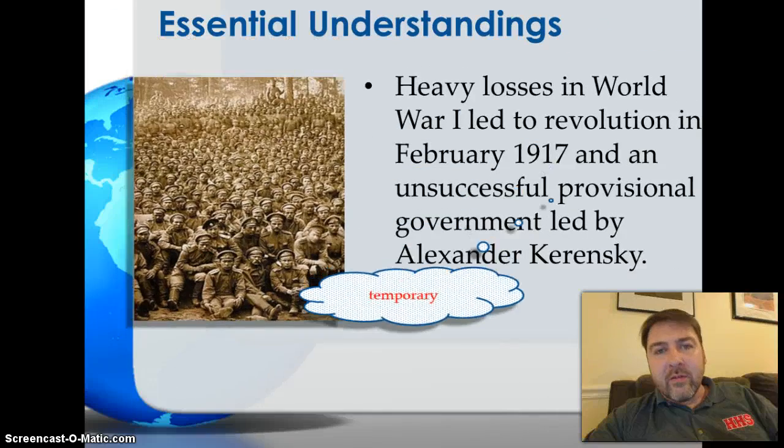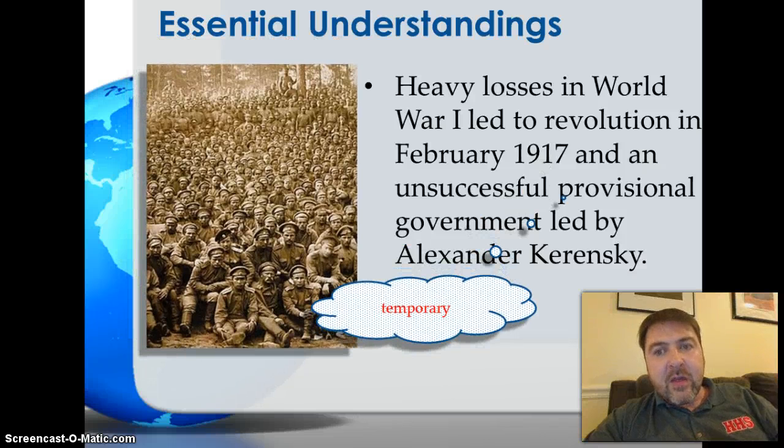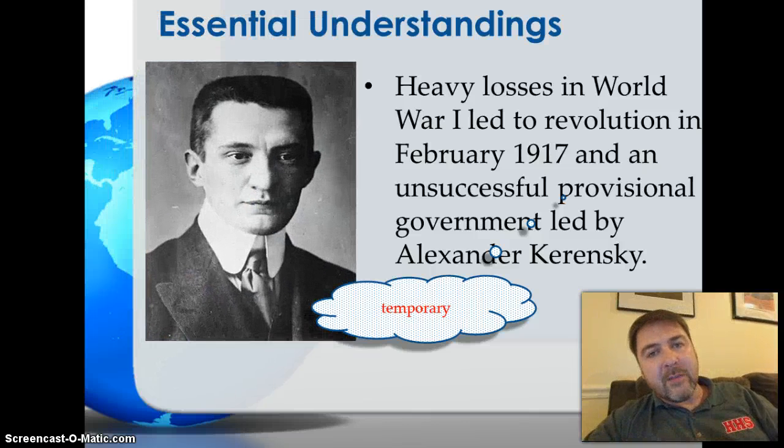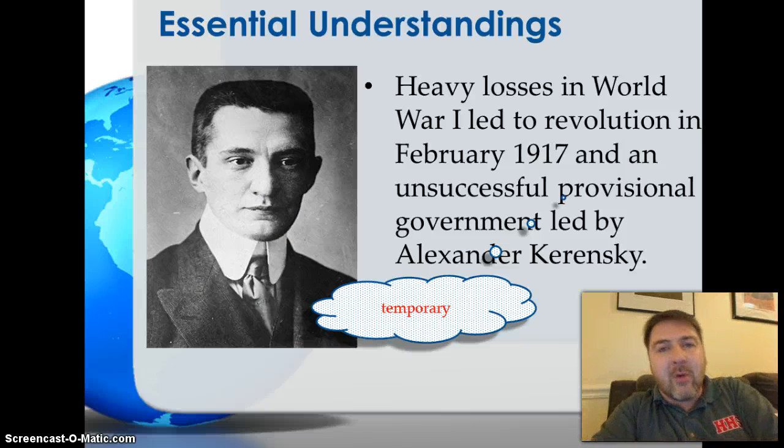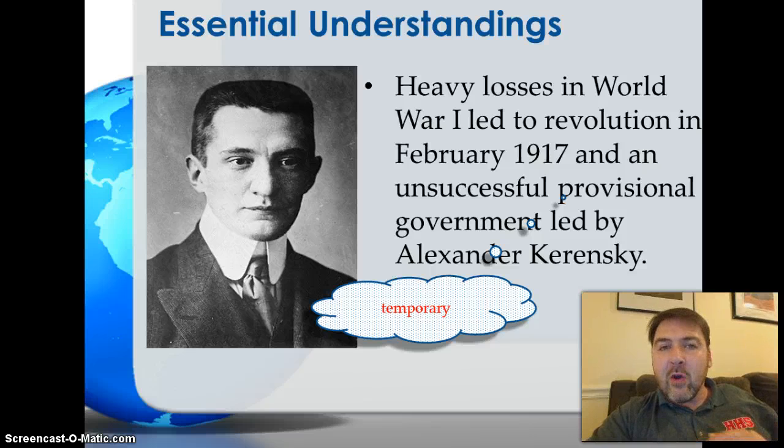World War I is going to shine a spotlight on these divisions, and the heavy losses that Russia suffers during the war are going to result in a revolution in February of 1917 that overthrows the Tsar. This was led by a guy named Alexander Kerensky, and Kerensky promised some democratic reforms: freedom of speech, freedom of religion, these Enlightenment kind of ideas. But unfortunately for Kerensky and his provisional, temporary government, they couldn't get Russia out of World War I fast enough. And that's really what the people were looking for.